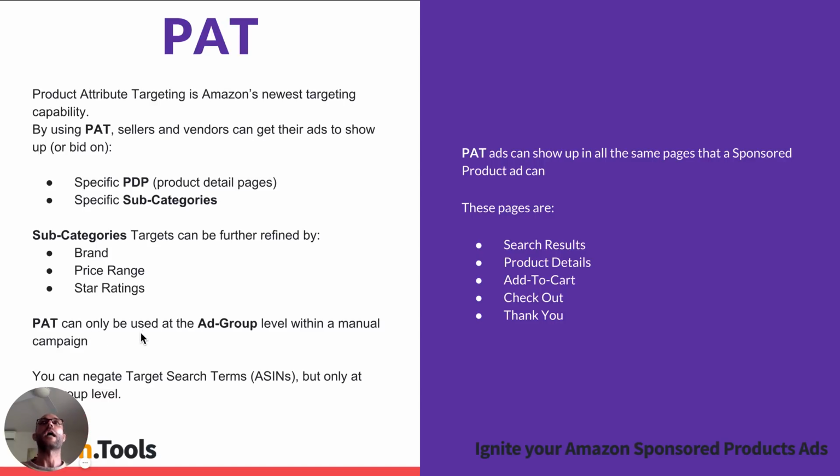PAT can only be used at ad group level, so you cannot have a PAT campaign, but you can have a PAT ad group, and you can negate ASINs away from a PAT. That's fantastic because if you are bidding on an ASIN that is not working, you now can negate the ASIN, or pause it, or edit the bid. And PAT show up in all the positions and all the pages a keyword search will show up, but in different locations.